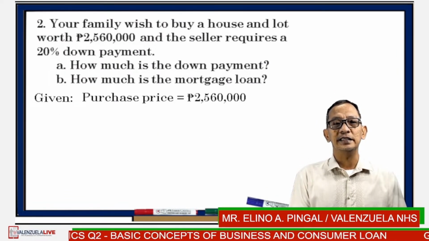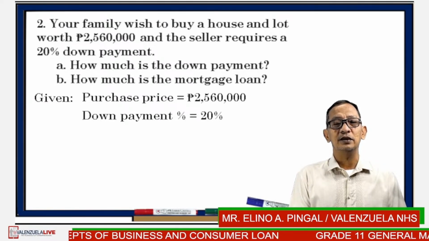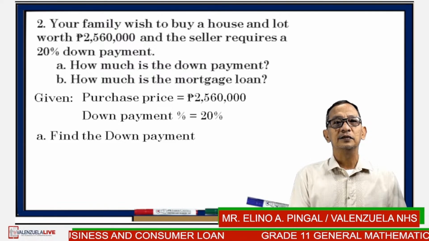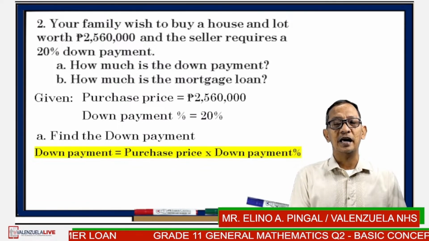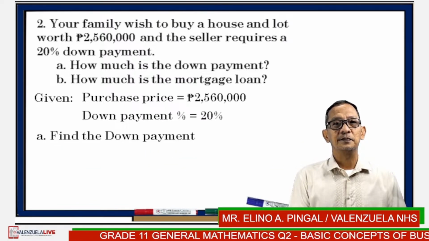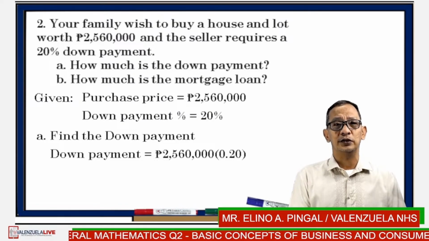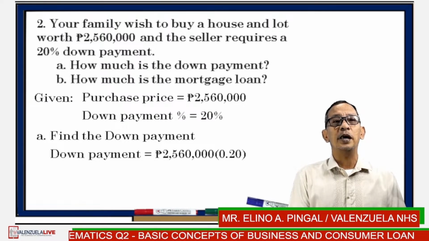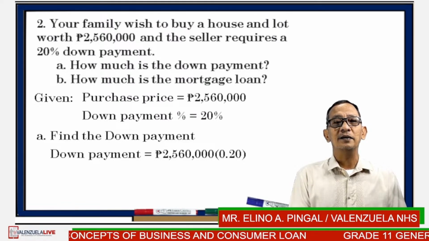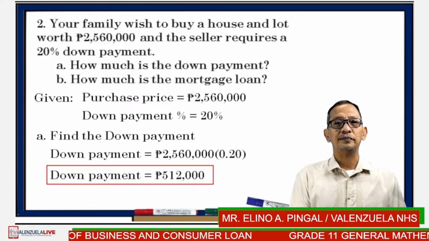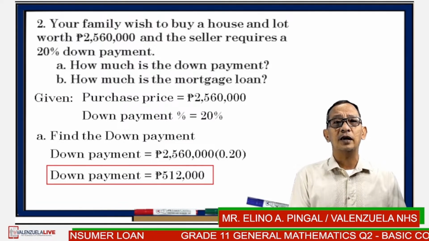Given: purchase price is 2,560,000. Down payment percent is equal to 20%. Find the down payment. Down payment is equal to purchase price times the down payment percentage. Now, solving this problem by substituting the given values, we have the down payment equivalent to 2,560,000 times 0.20. And so the down payment is equivalent to 512,000 pesos.